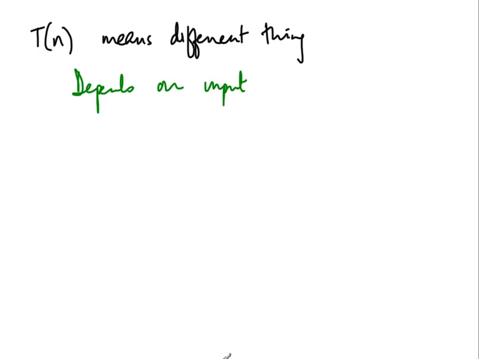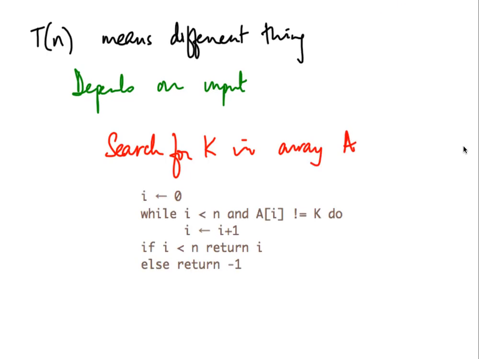So to illustrate this, let's look at a simple algorithm, one which asks us how we can search for an element k in an array A. Okay, so this is the problem that we want to do. So here is an algorithm. We start with the index 0. Okay, so we have n elements.